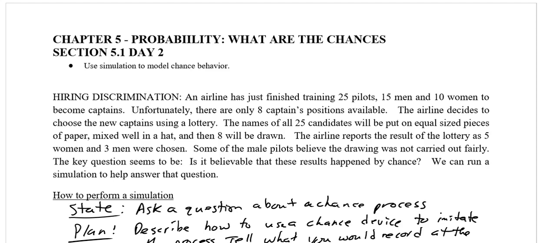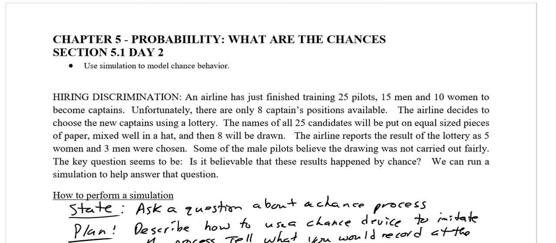Right, in this video, we are going to talk about how to simulate chance behavior. Before we do that, let's talk about hiring discrimination. An airline has just finished training 25 pilots, 15 men and 10 women, to become captains. Unfortunately, there are only 8 captain positions available. So the airline decides to hold a lottery to choose the new captains.